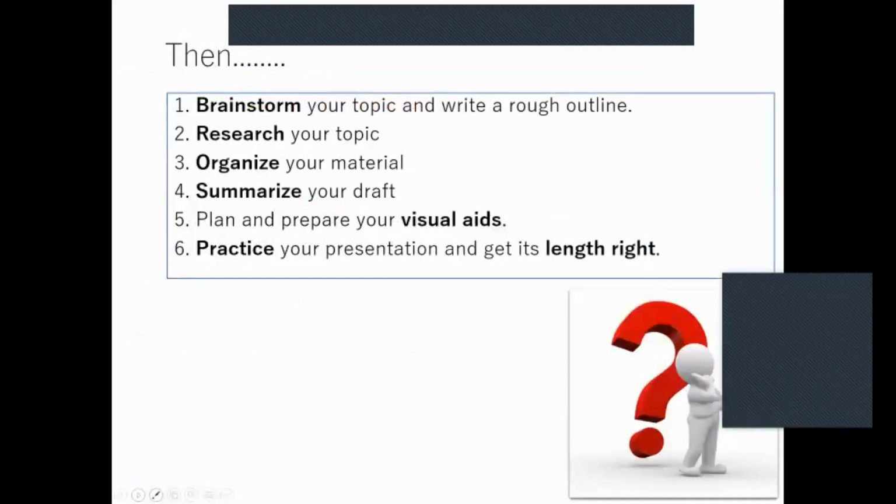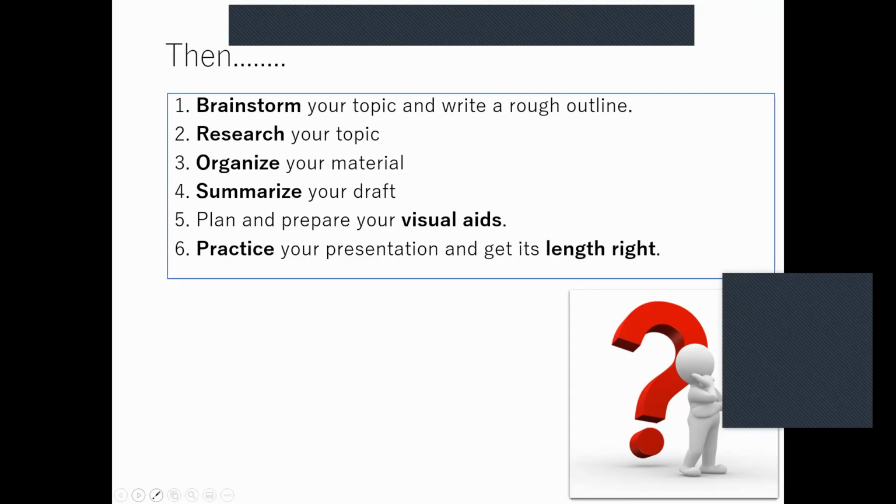Okay, after preparation, what will you do? Number one, brainstorm your topic and write a rough outline. Number two, research your topic. Number three, organize your material. Number four, summarize your draft. Number five, plan and prepare your visual aids. Number six, practice your presentation and get its length right.